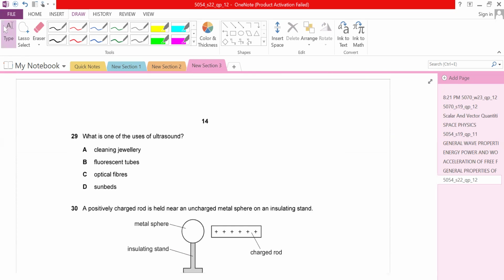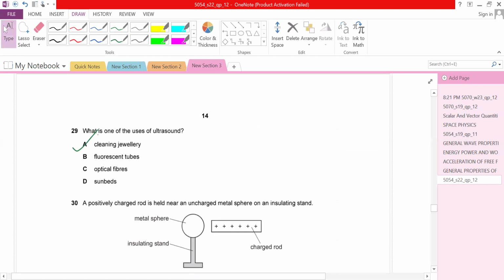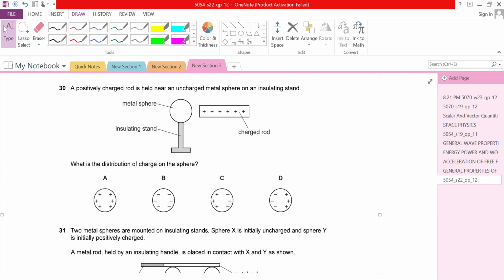Question number 29. What is one of the uses of ultrasound? Ultrasound is used to clean jewelry. Question number 30. The positively charged rod is held near an uncharged metal sphere on an insulating stand. What is the distribution of charge on the sphere? The distribution of charge on the sphere will be like that. This is a positively charged rod, so the negative charge would come here and the positive charge would go here. Option C.